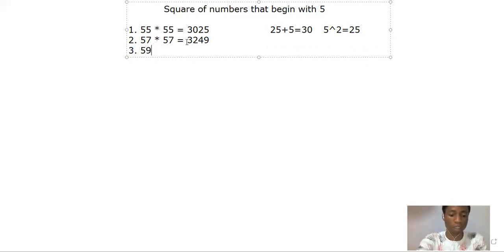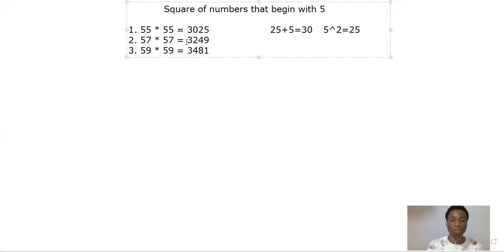So let's choose another question, maybe something like 59 times 59, which is 59 squared. If you have this, what do we do again? The same principle. We'll say 9 plus 25. 9 plus 25 is 34. Good. Then 9 squared, we have 81. So the answer is 3481.